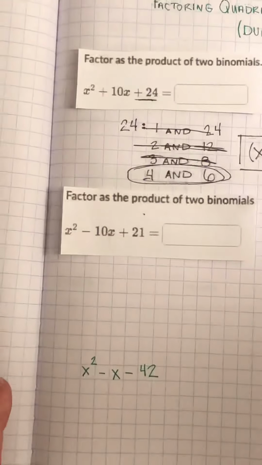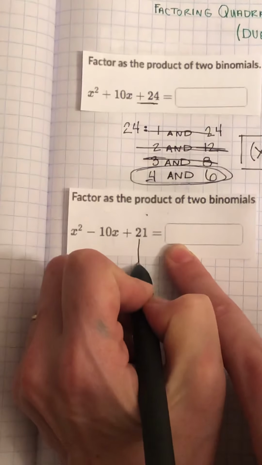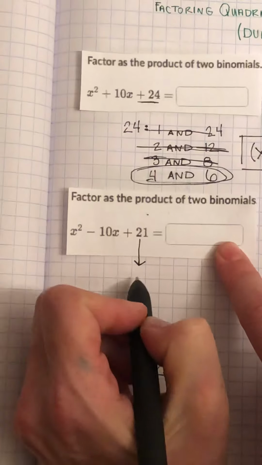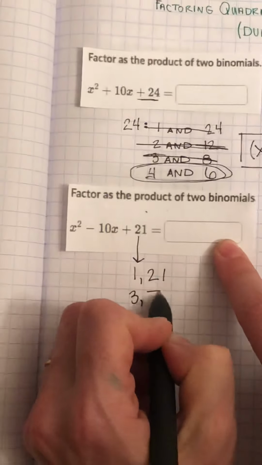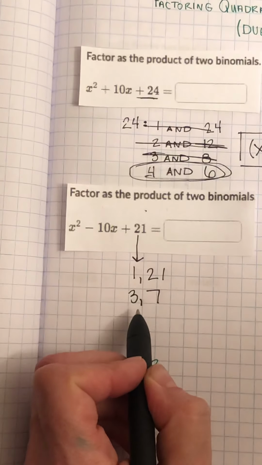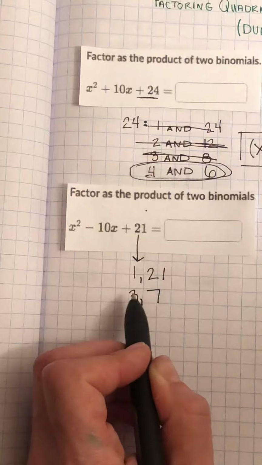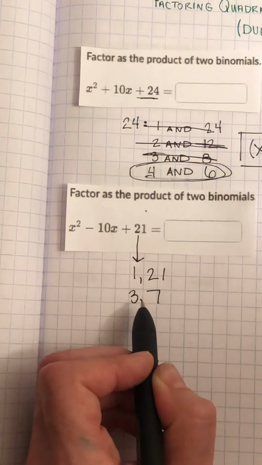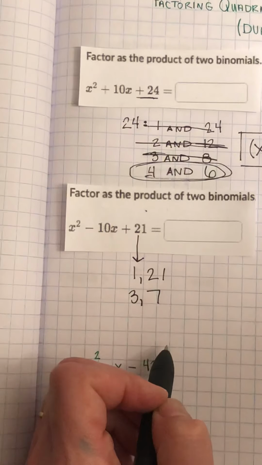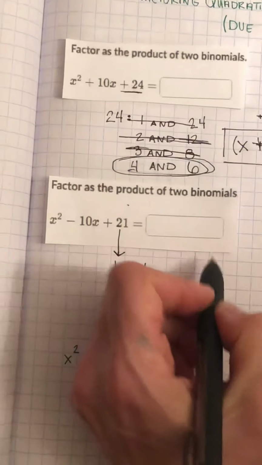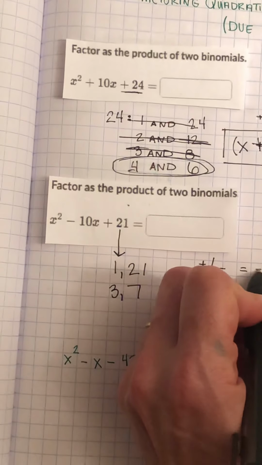Okay, another one. So I have to deal with the negative, but first, everything that multiplies to give me 21. So 1 and 21, and 3 and 7. That's it. I could check 4, 5, 6, 8, or 9 with my calculator and dividing, but I'm good with my multiplication facts, so I know it's those two. Okay, and it's going to be adding or subtracting to give me a negative 10.